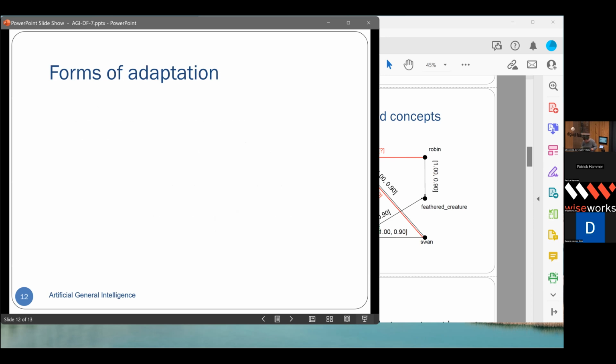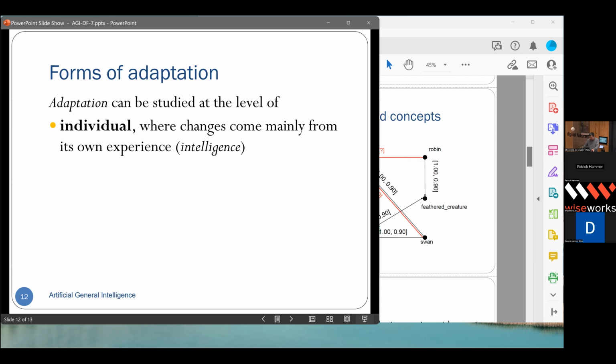And finally, now we say with this setting, we can discuss adaptation in a more general sense. We can actually distinguish several types or forms of adaptation. What we have discussed so far, except the last 10 minutes today, we're talking about the individual level, how to adapt to the environment based on its own experience. That's what I call intelligence.